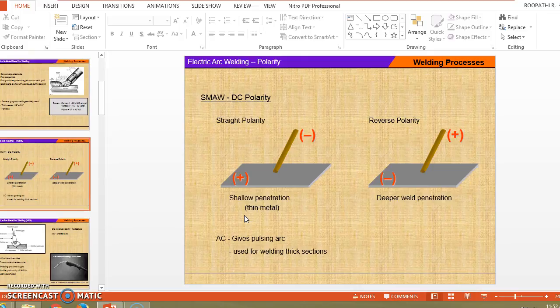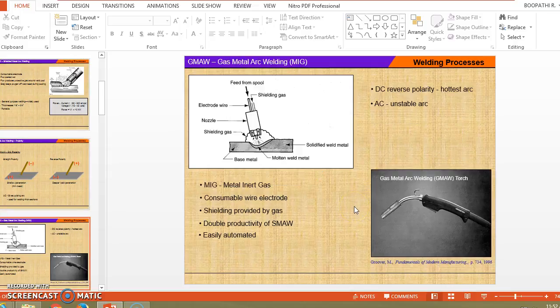Electric arc welding. There are two types of polarity, straight polarity and reverse polarity. Straight polarity is shown in this diagram with shallow penetration with thin metal. And in reverse polarity, deep weld penetration is shown with the help of thick metal. Here, AC gives a pulsating arc and it is used to weld thick sections.